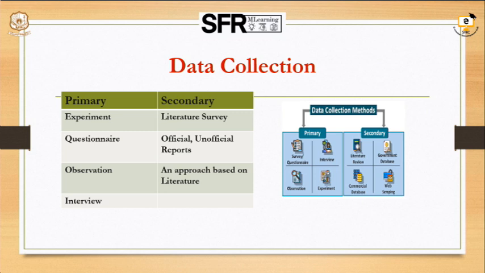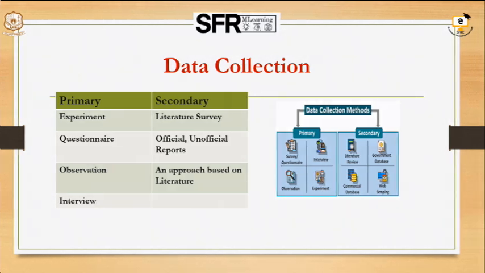Primary data comes from your experiment, your questionnaire session, the observations that are going to be done, and the interview. Based upon these four categories, you have to collect the data, and that data is called primary data. And secondary data is collected from literature survey, official and unofficial reports, and approaches based upon the libraries. So these are the ways to collect data.